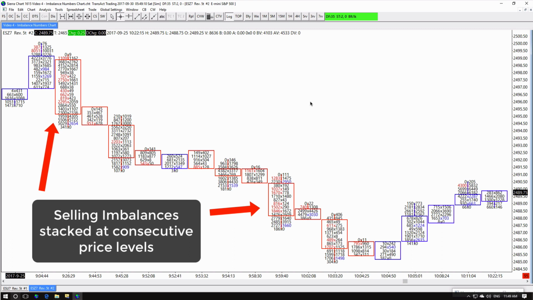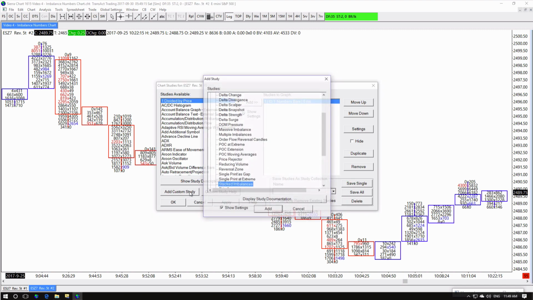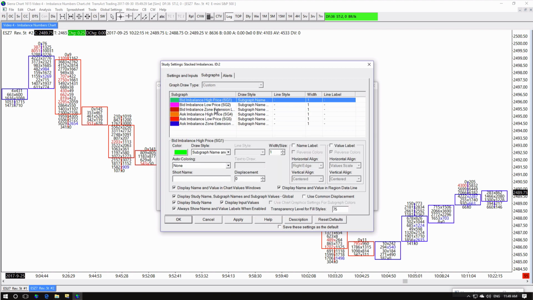This situation is something we call a stacked imbalance, and the Emoji stacked imbalance indicator will highlight these price levels using a forward projection zone, and you can also add extension lines that will continue until price retrades at these price levels. Let's think about why this might be important to highlight.